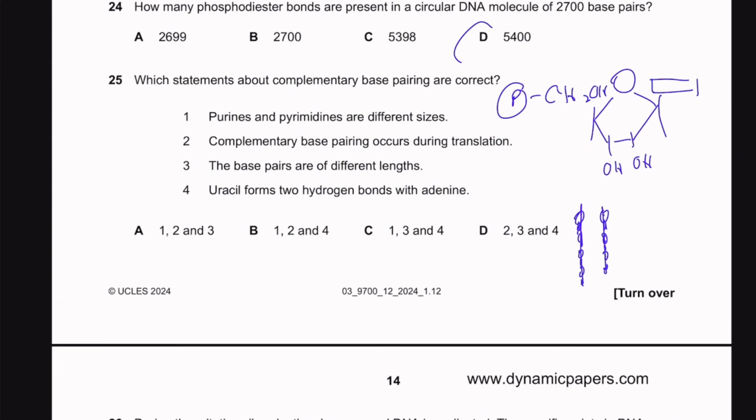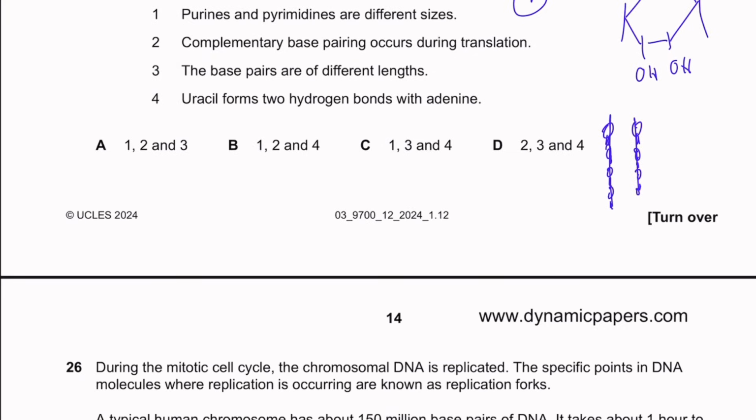Okay, so that's D. Which statements about complementary base pairing are correct? Purines and pyrimidines are different sizes. Complementary base pairing occurs during translation. The base pairs are of different lengths. Uracil forms 2 hydrogen bonds with adenine. Sure thing, that does happen. The base pairs are of different lengths.